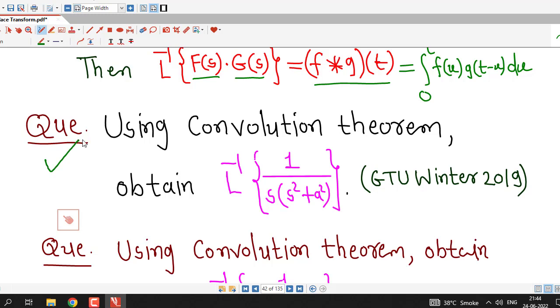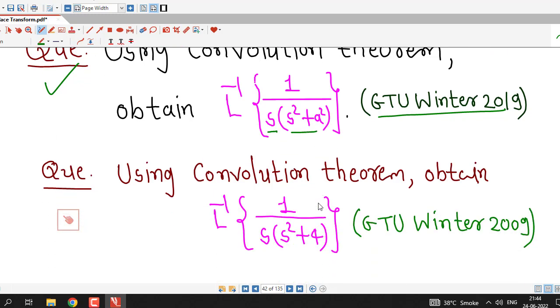So we do this question which was asked in GTU Winter 2019 exam. Using convolution theorem, obtain L inverse of 1 divided by s times s square plus a square. And same type of question was asked in GTU Winter 2009 exam by taking particular value of a. If we take a equal to 2 here, we will have a square equal to 4. So they can ask in either of these two ways. So this is for particular value of a, this is in general.